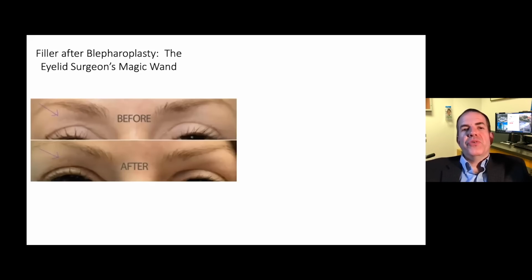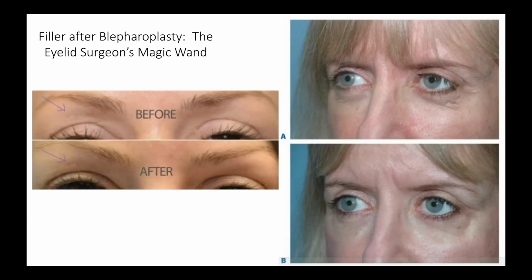Lastly, probably one of our best friends is blending filler with surgery. So a lot of times we can use a little bit of filler here and there, especially hyaluronic acid, to just do the final touches, put the very sort of icing on the cake with our cosmetic procedures to really create a complete look after surgery.